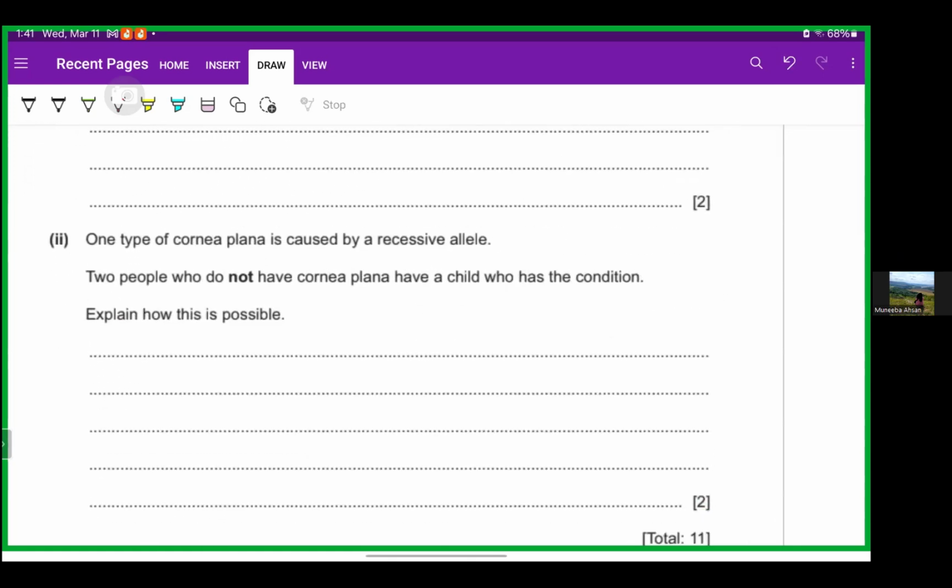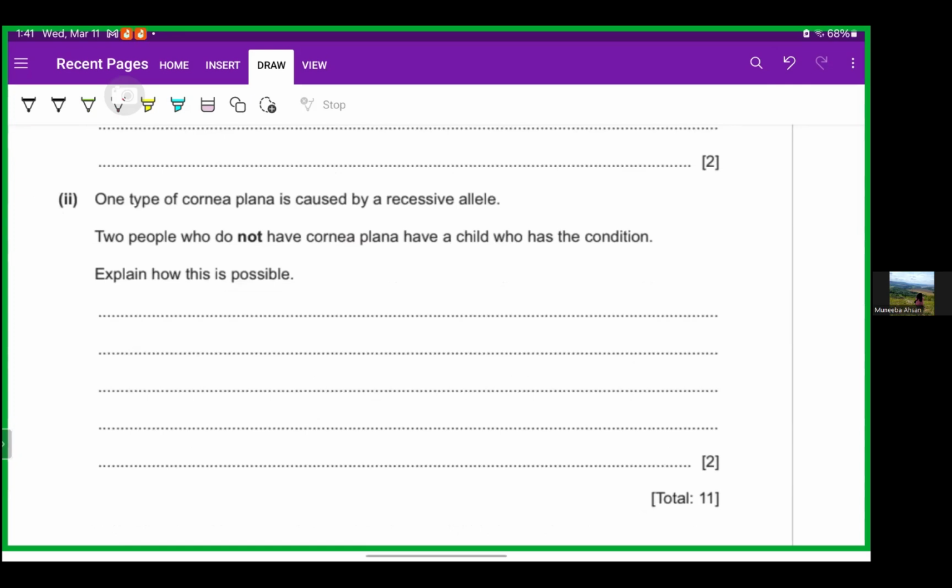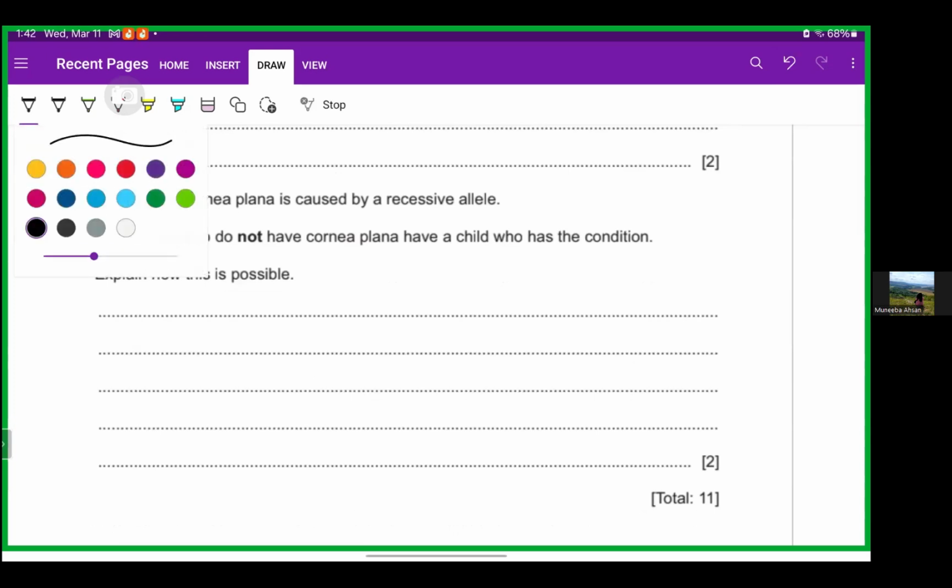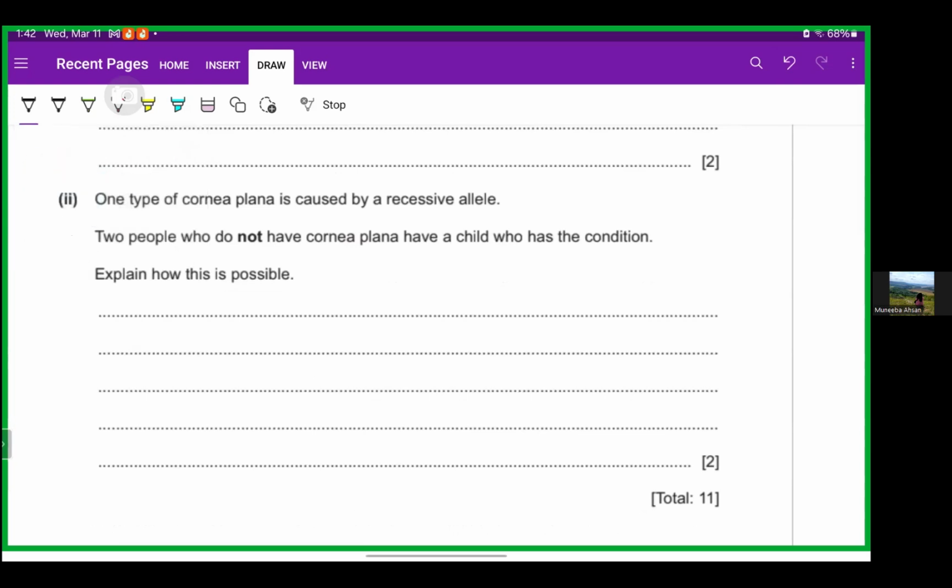Okay, next part. One type of cornea plana is caused by a recessive allele. Two people who do not have the cornea plana have a child who has the condition. Explain how this is possible. Obviously, if it is caused by a recessive allele, it will only occur when an individual has the homozygous recessive condition, right? So it can be possible in cases of heterozygous parents, which means the parents do not have the disease, but they are the carriers of the disease. Okay. So how is it possible?